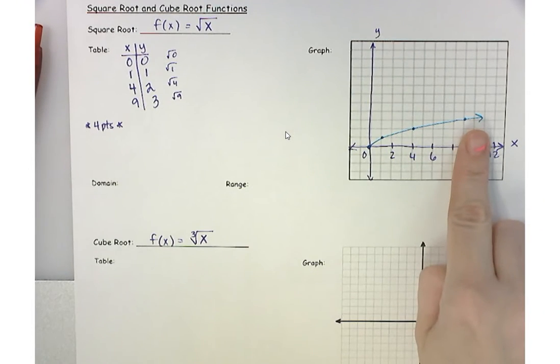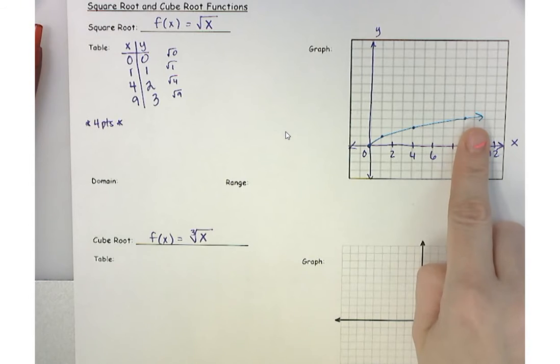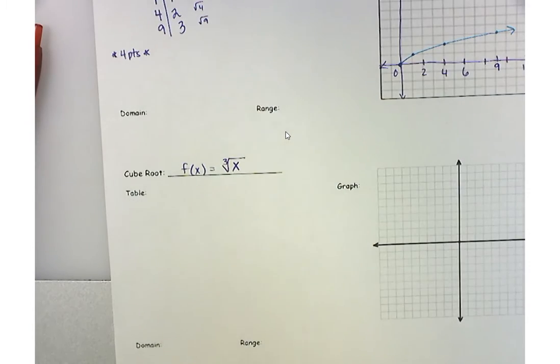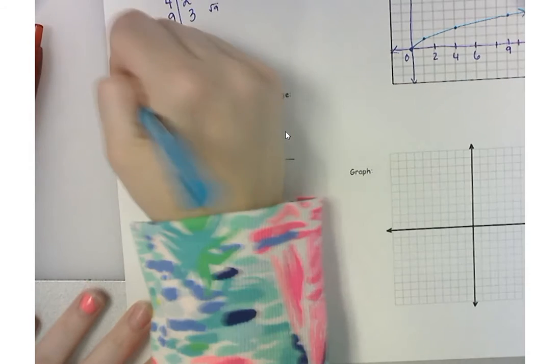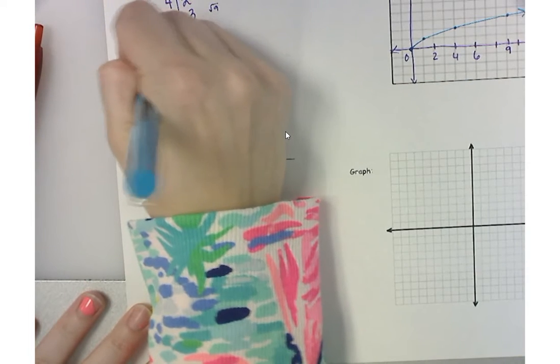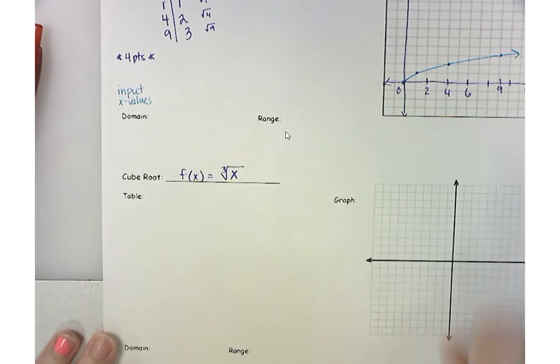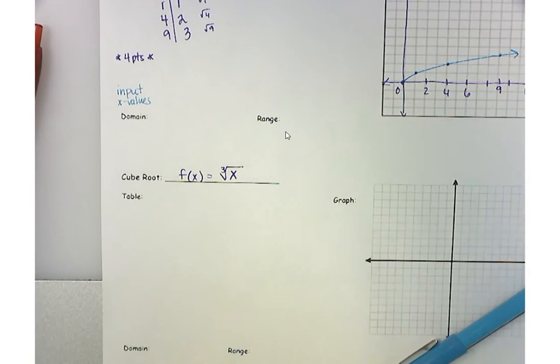So now we're going to talk about the domain and the range. We know that the domain is going to be your input values or your x values. When we talked about domain earlier this year, we emphasized what are the things you need to look for. There were fractions, and there were also what type of roots?